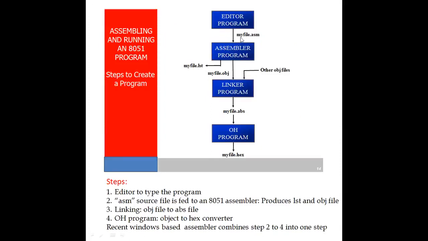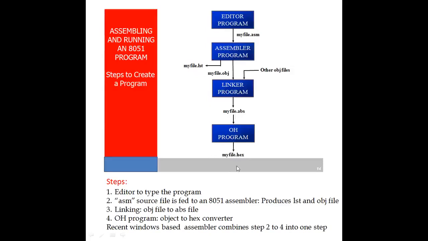Say for an example, we are considering myfile.asm. So the list file will be myfile.lst along with myfile.obj. This is the object file. So along with the other object files, my generated object file will be the input of the linker program. So it will generate the absolute file .abs, which is the input of the OH program.